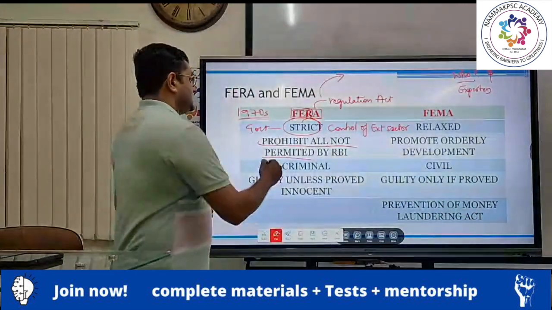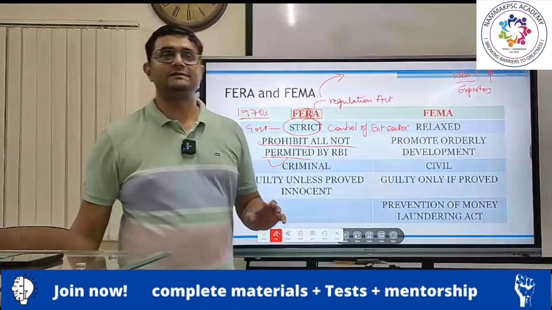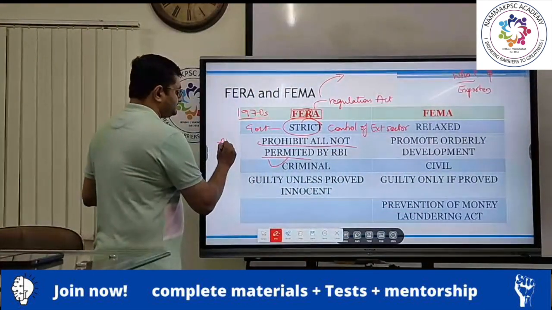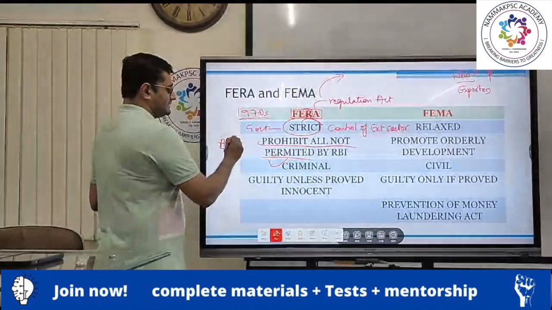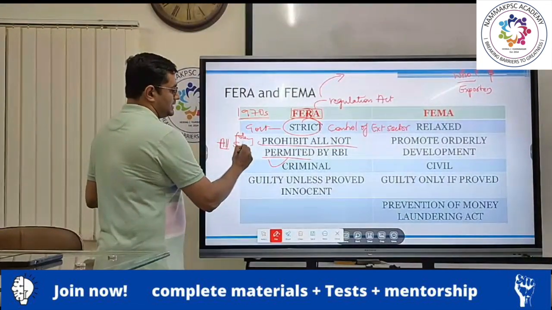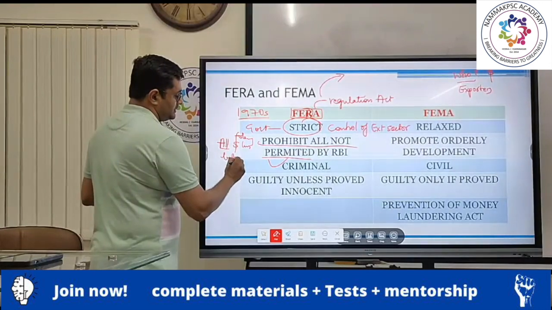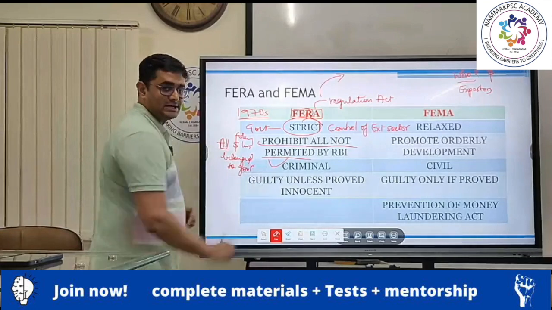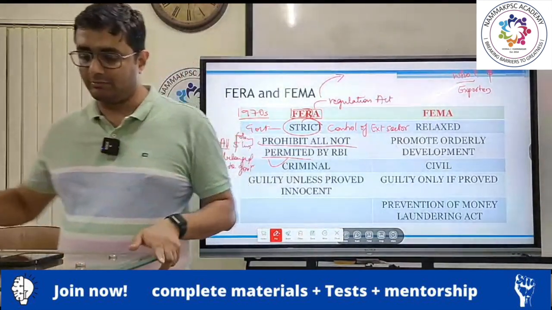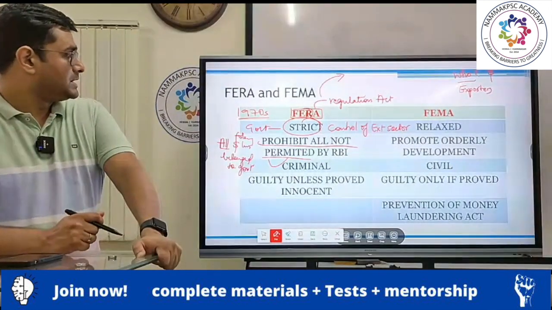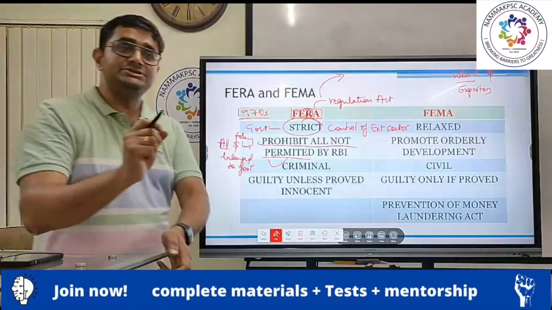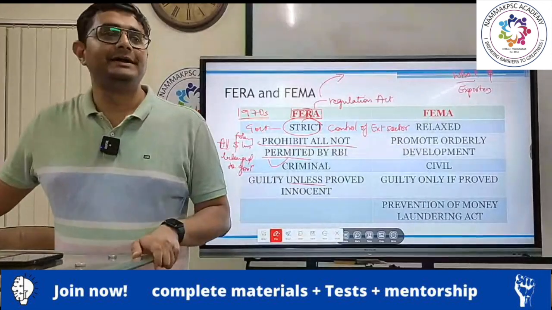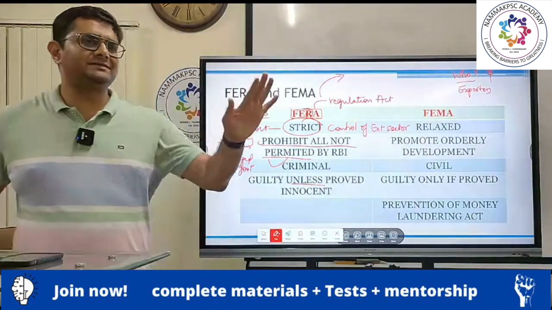Next, any offense under this was considered a criminal offense. And all foreign currency belonged to the government. All foreign currency belonged to the government. And it was a very stringent law where you were guilty unless you were proved innocent. So like this, if you write, it's enough.